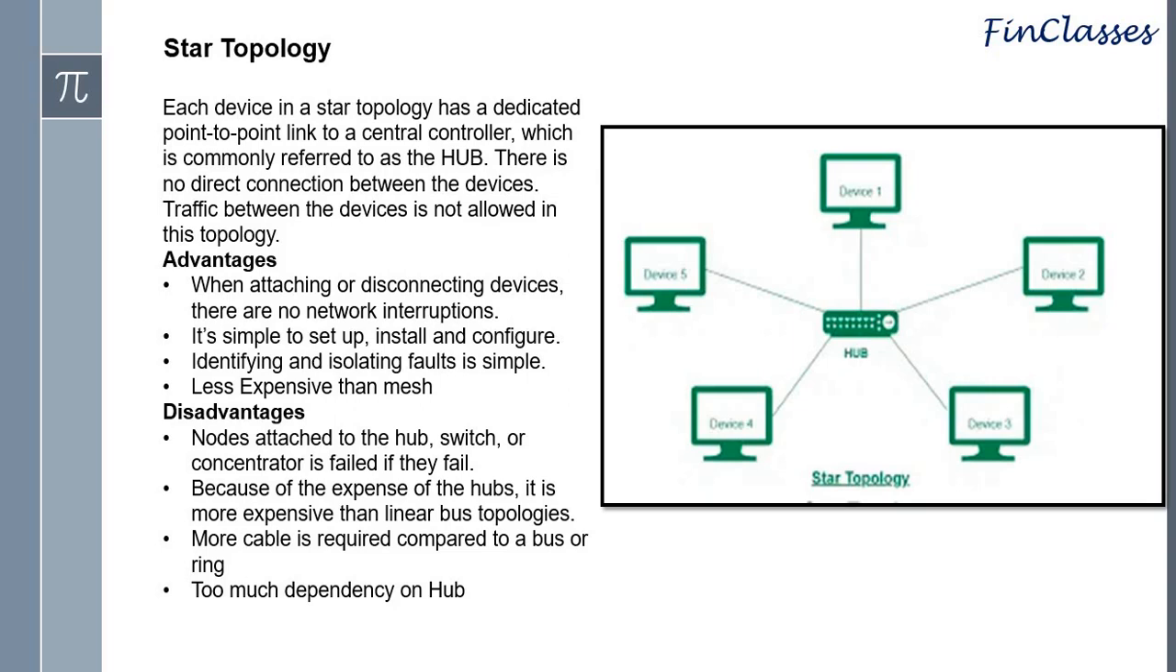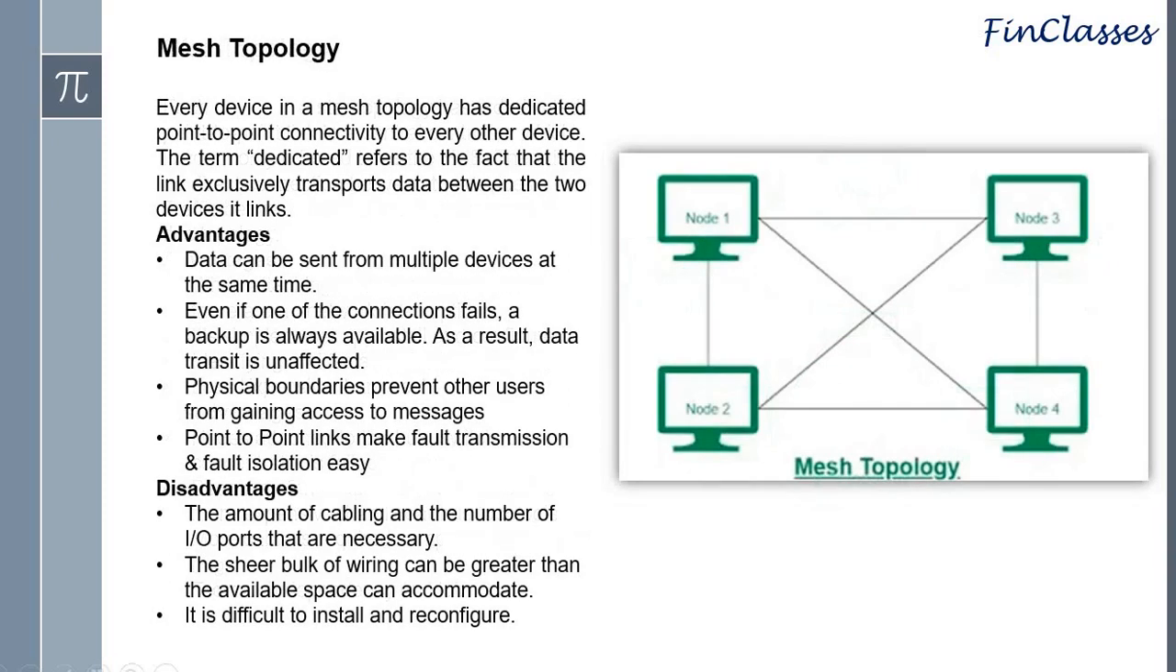Disadvantages: nodes attached to the hub, switch, or concentrator, whatever you call it, fail if it fails. Because of the expense of the hubs, we discussed this is an expensive thing, right? It is more expensive than linear bus topologies. And one more thing, more cable is required, and there is too much dependency on the hub. Those become the disadvantages. Now let us move to mesh topology.